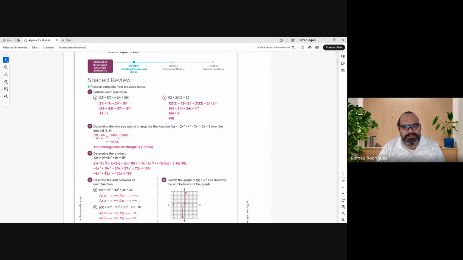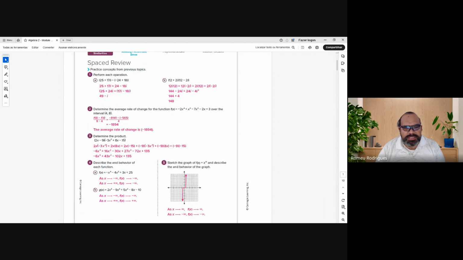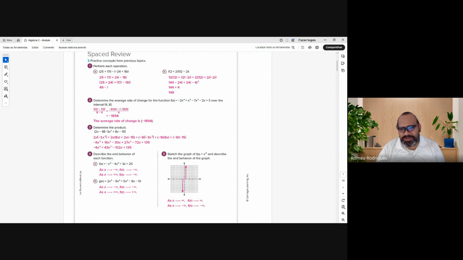Number two is just the function of 8 minus the function of 4. You substitute x for 8, and then substitute for 4, and you find two numbers, divided by 8 minus 4 to find the average rate of change between both points, okay? Determine the product is just multiply. We did this in the classroom several times.